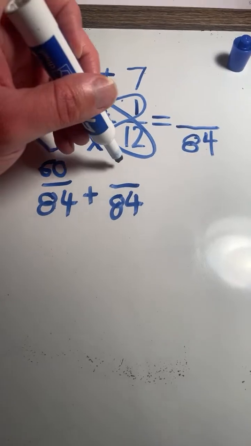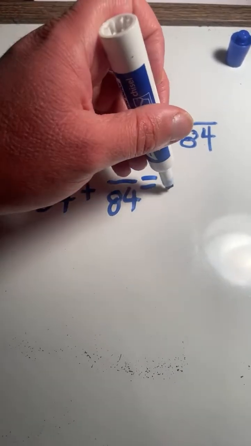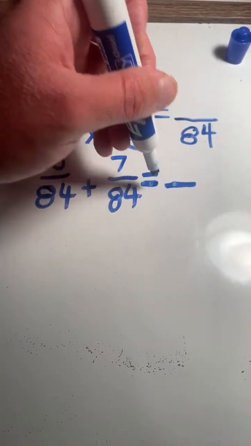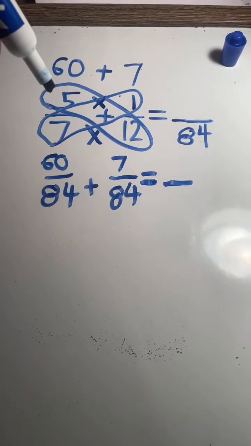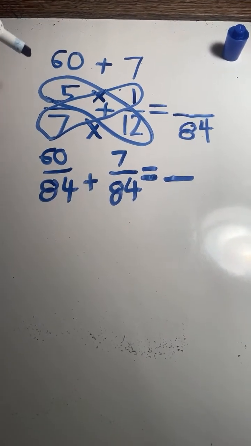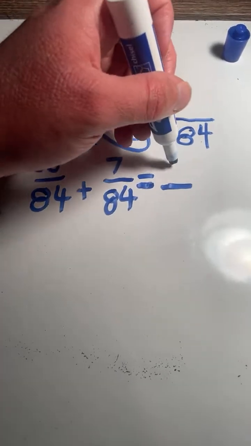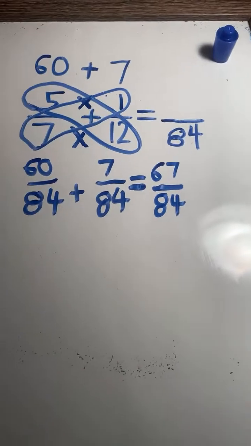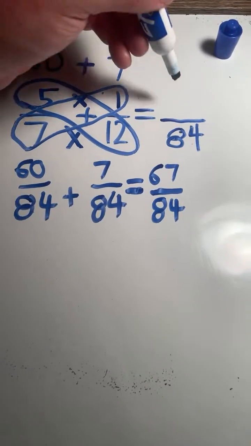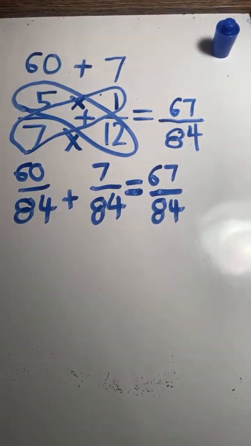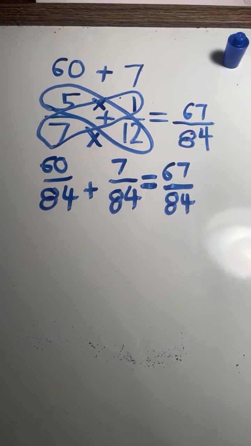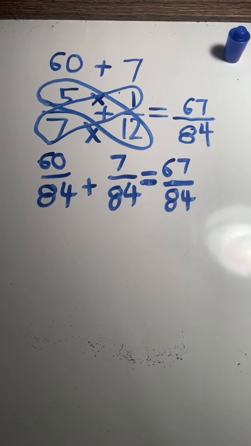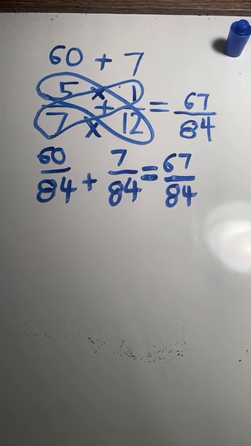So now that we have our new numerators and our common denominator, now we can simply add the numerators, and we will have our answer. 60 plus 7 equals 67. Now that we have a common denominator, it stays the same. And we have our final answer. 5/7 plus 1/12 equals 67/84.